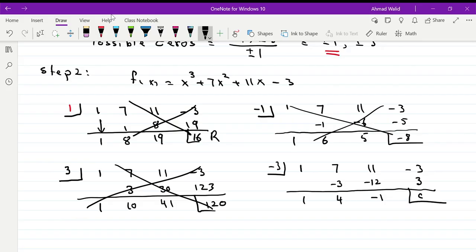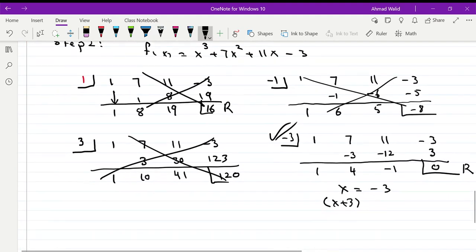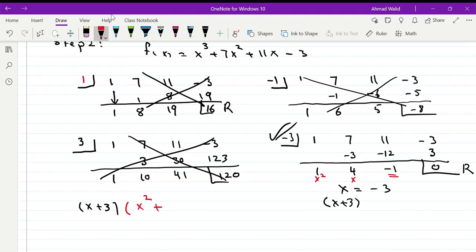Wow, here, 0. Yes, then one of the zeros of the polynomial function is x equal -3, which the possible factor will be x plus 3, right? Now, using the technique of factoring, if one of my factors are x plus 3, because your function starts with the cube, then this number is x squared, this number is x, and this is your constant term. That means x plus 3 times x squared plus 4x minus 1.